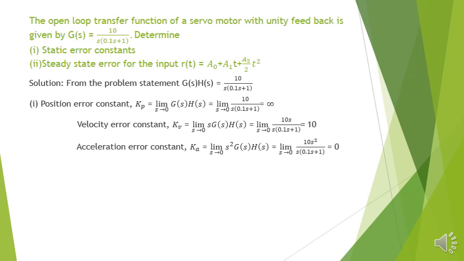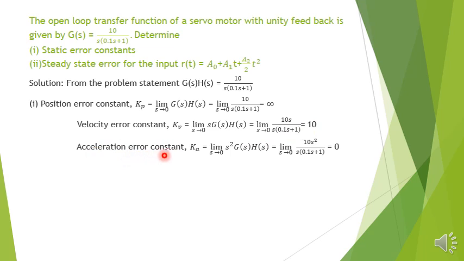Now the position error constant Kp is equal to limit as s tends to 0 of G(s)H(s). Substituting G(s)H(s) as 10 divided by s into (0.1s plus 1), this leads to infinity. The velocity error constant Kv is equal to limit as s tends to 0 of s G(s)H(s). Substituting, the s gets cancelled and we get 10.